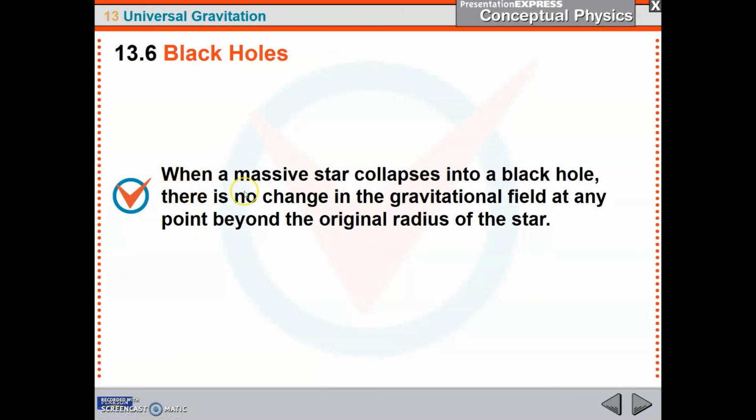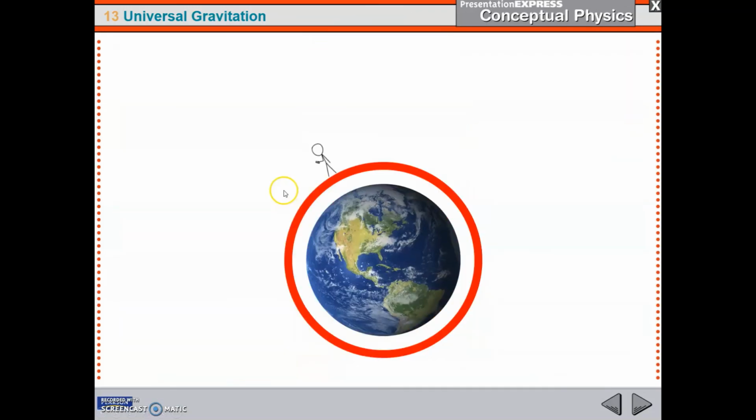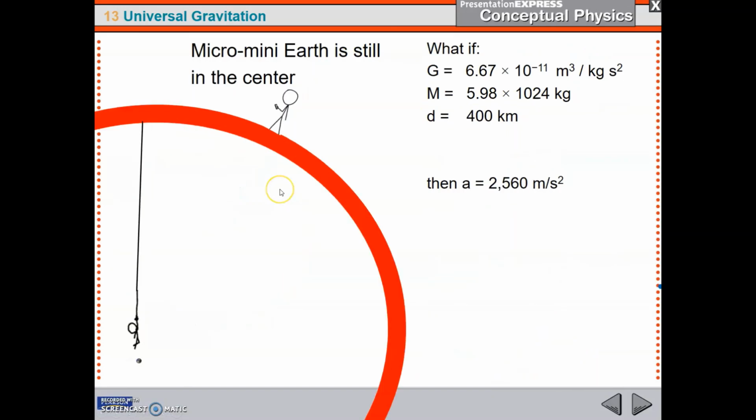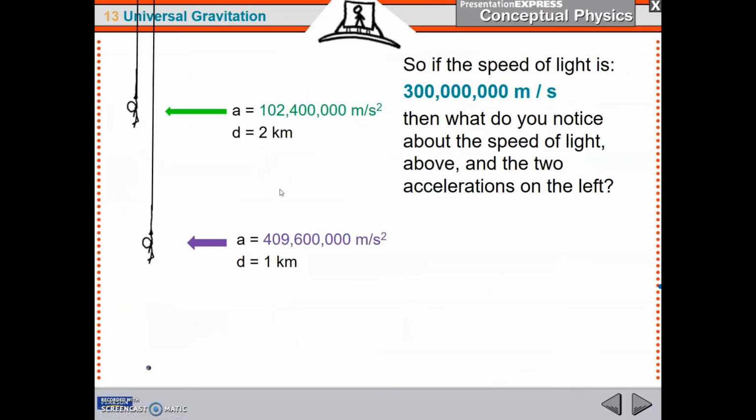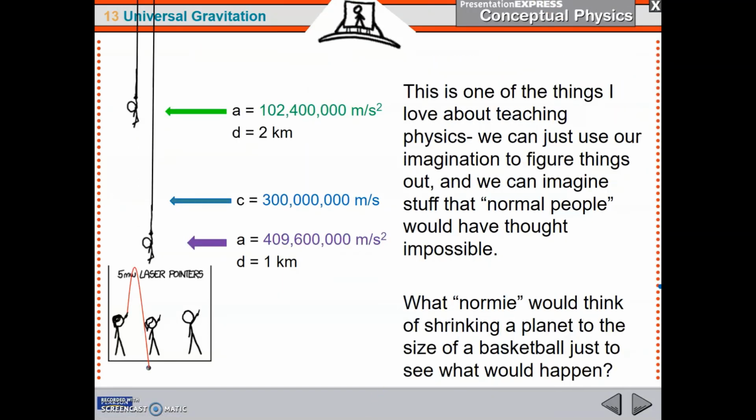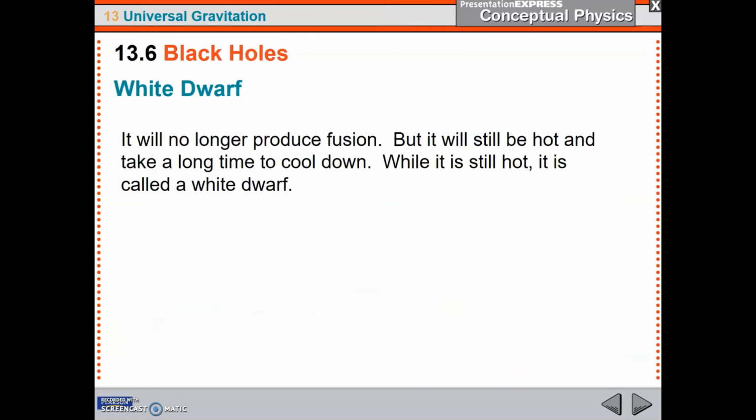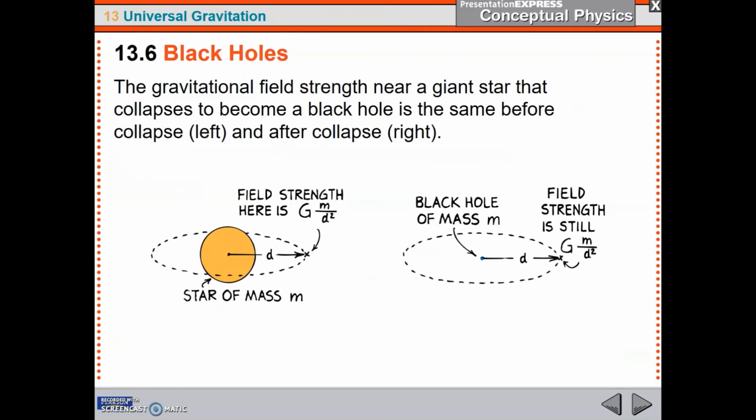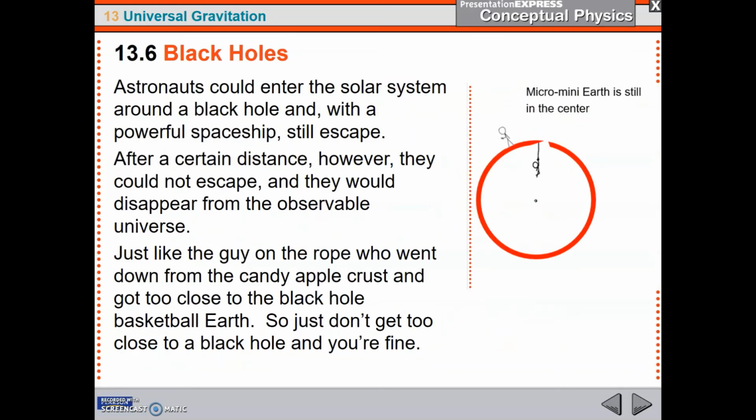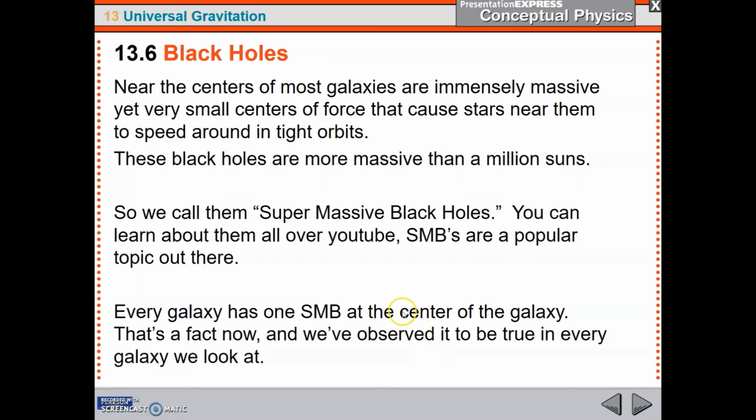What did we need to know? When a massive star collapses into a black hole, there is no change in the gravitational field at any point beyond the original radius of the star. This is what you need to know for the day. Yeah, I spent hours on this. I got a little crazy. Okay, so just don't get too close to the black hole and you'll be fine.